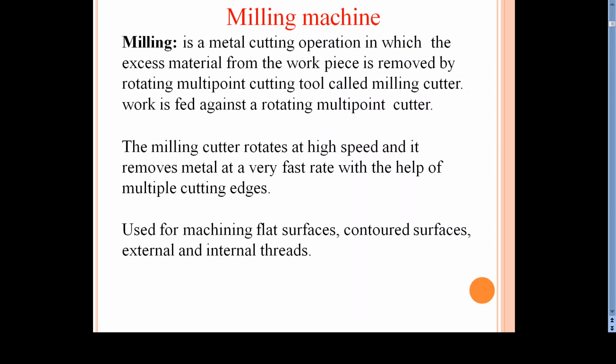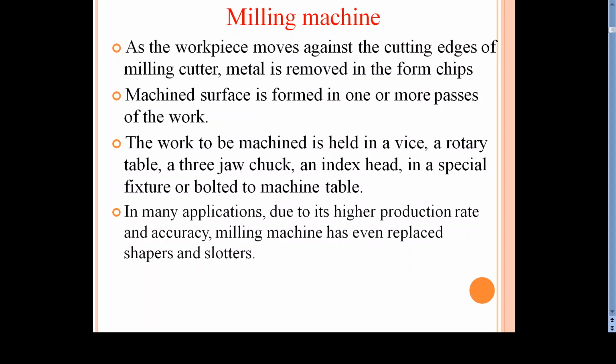Used for machining flat surfaces, contoured surfaces, and external and internal threads. As the workpiece moves against the cutting edges of the milling cutter, metal is removed in the form of chips. So the metal removal process principle is same as all other machining process. The machine surface is formed in one or more passes of the work. So to cover the entire surface, you have to give multiple passes, by giving either longitudinal feed or cross feed.